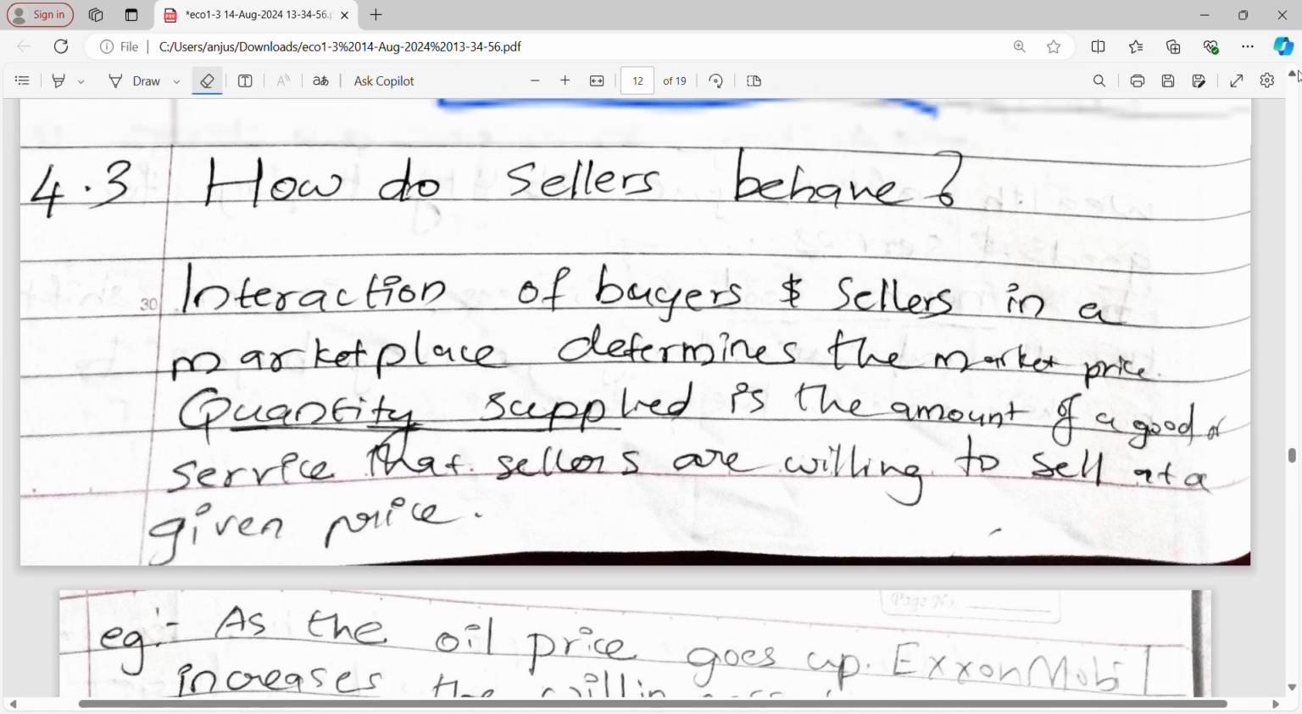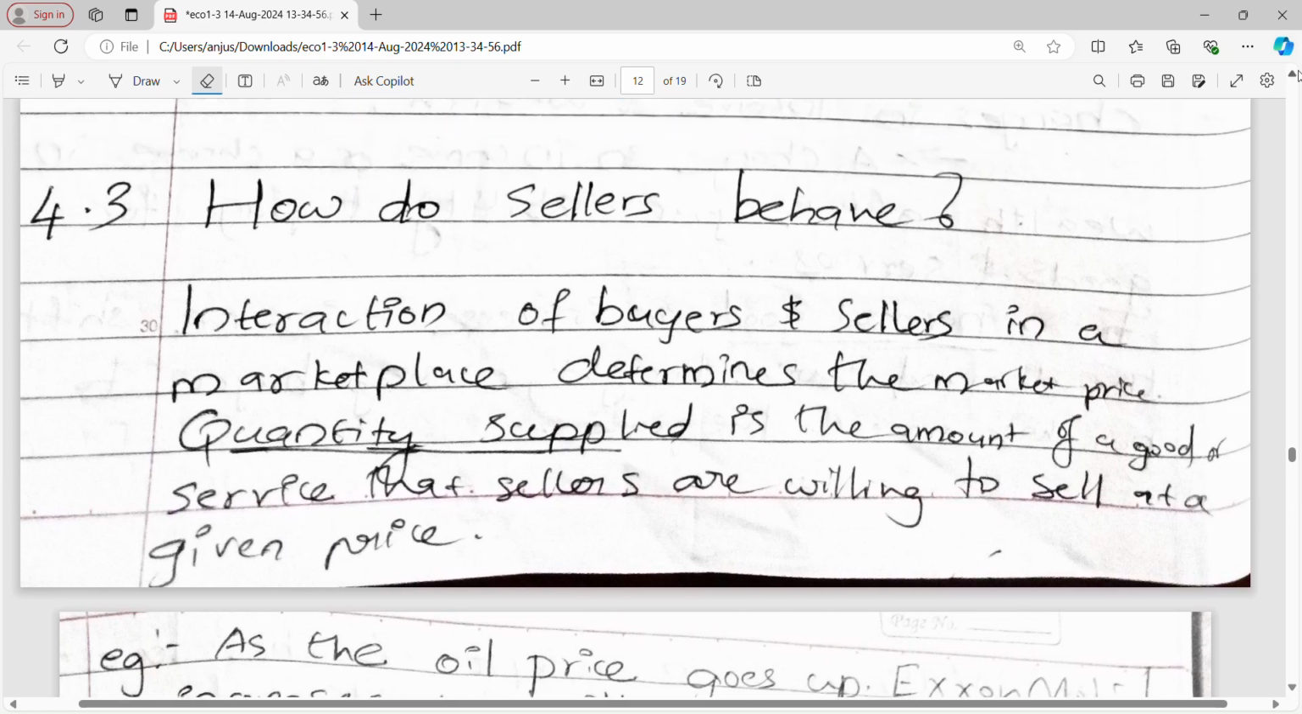Greetings everybody. In our last class we discussed how buyers behave and the demand curve, how the demand curve shifts, and the factors that influence the shift. In this class, the third class for the fourth chapter of the economics major, Daron Acemoglu, David Laibson, and John List's Microeconomics, we'll be reading the fourth chapter.